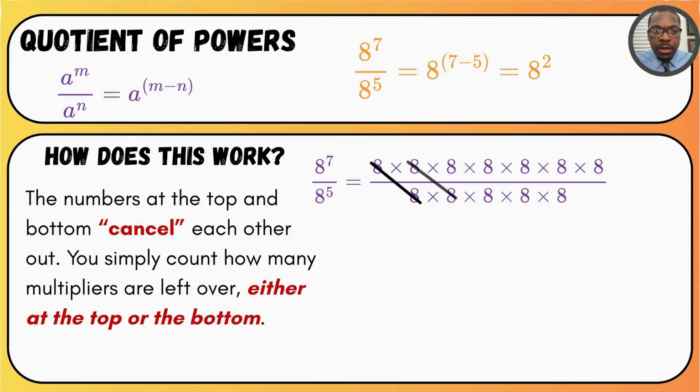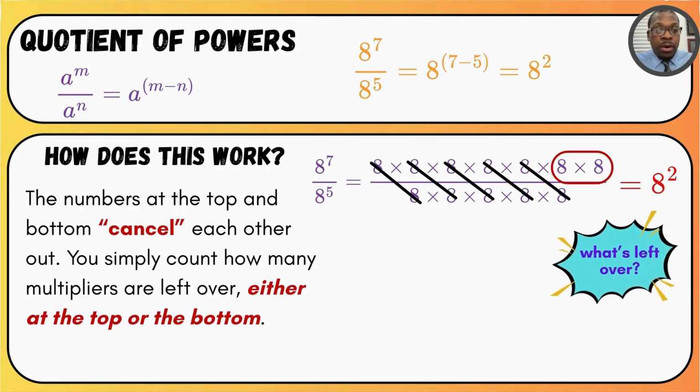So because we don't want to write the number 1 over and over again, we cancel them out. Cancel, cancel, cancel. What do we have left over? We have 8 times 8, and it's 2 8s, so that would be 8 to the second power. Now, all you're counting is what's left over.